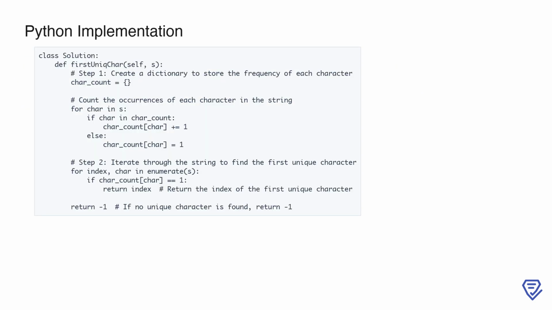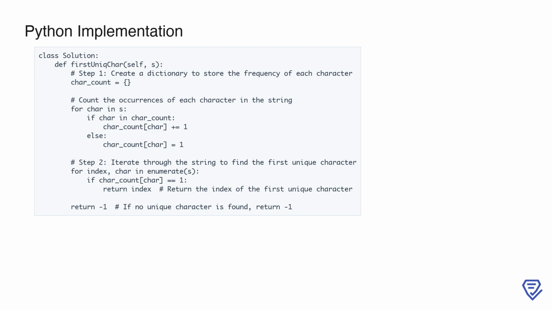This implementation solves LeetCode problem number 387, first unique character in a string, by efficiently identifying the first character in the string that appears exactly once. The solution involves two main steps. First, we traverse the string to calculate the frequency of each character using a dictionary. This allows us to keep track of how many times each character appears. The dictionary stores characters as keys and their corresponding counts as values.